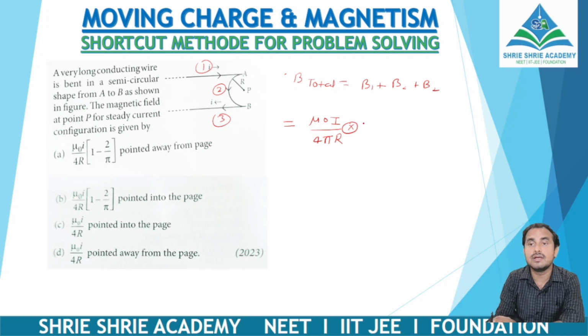The second one is a semicircle, and due to the semicircle the magnetic field will be mu naught I by 4r. If you look carefully, this is anti-clockwise, and anti-clockwise is out of the page or out of the plane. Plus, now this is again semi-infinite, where one end is closed and one end is infinite, so you again write mu naught I by 4 pi r.